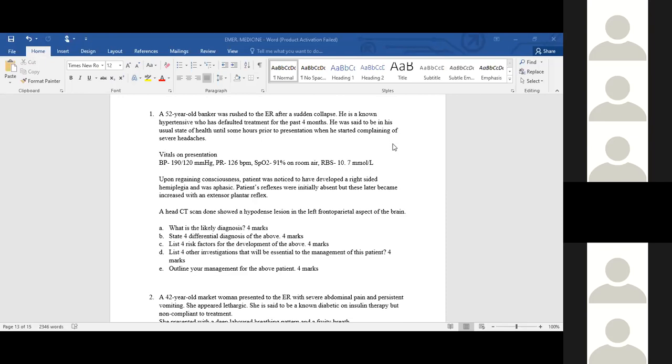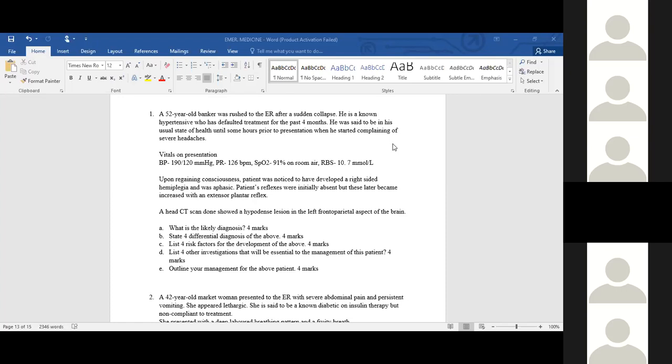Upon regaining consciousness, you noticed that the patient had developed a right-sided hemiplegia, and the patient was also aphasic. You tested the patient's reflexes. Initially, the reflexes were absent, but later on, the reflexes became increased with what we call an extensor plantar reflex, or Babinski sign being positive.